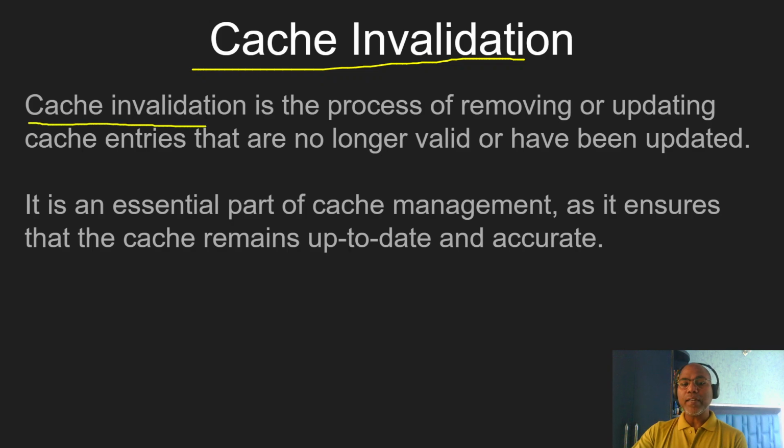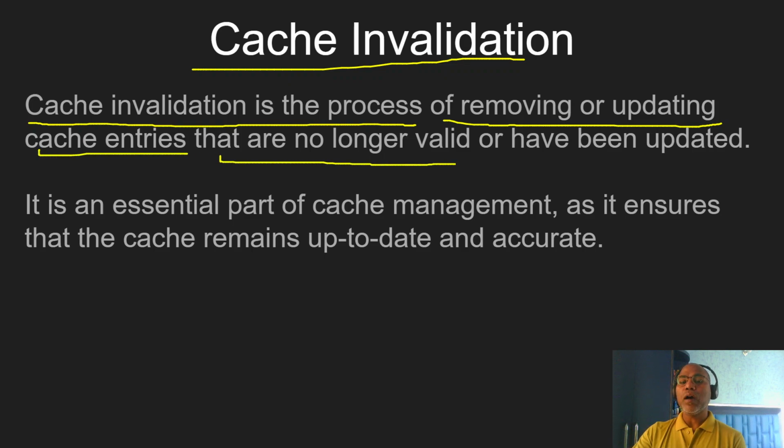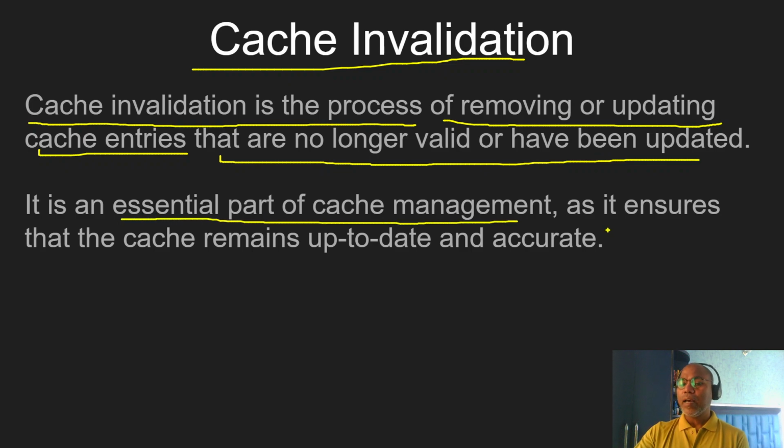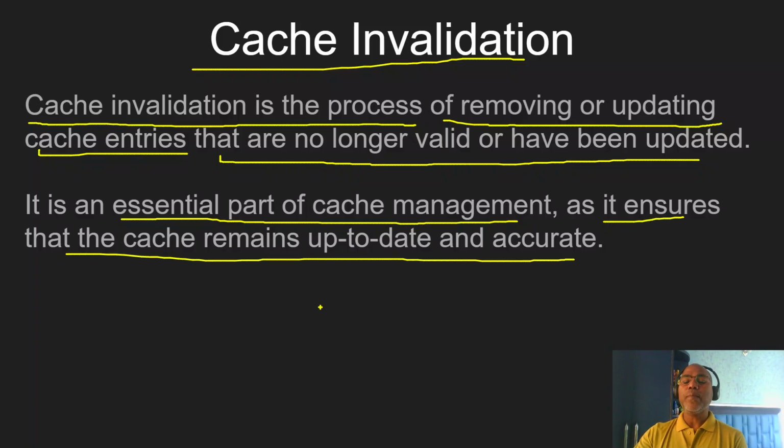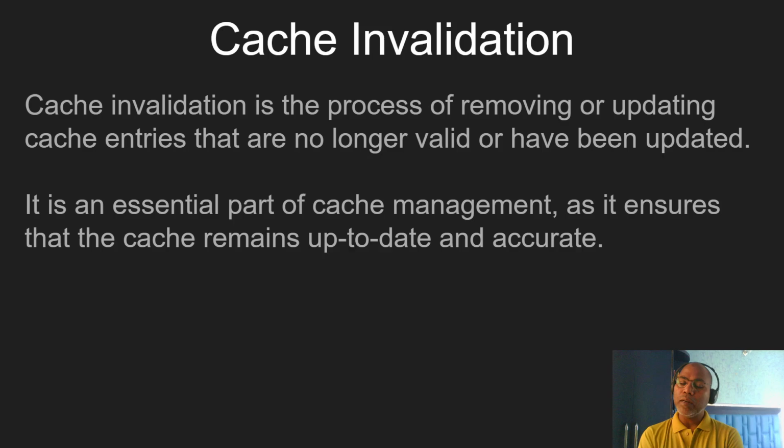Cache invalidation is the process of removing or updating cache entries that are no longer valid or have been updated. It is an essential part of cache management. It ensures that the cache remains up to date with accurate data. So this is our responsibility. Whenever we are implementing a cache, we have to ensure that our applications are getting data from the cache that is up to date, correct and accurate, not old data. If your application is responding fast but returning old data, it does not make sense.